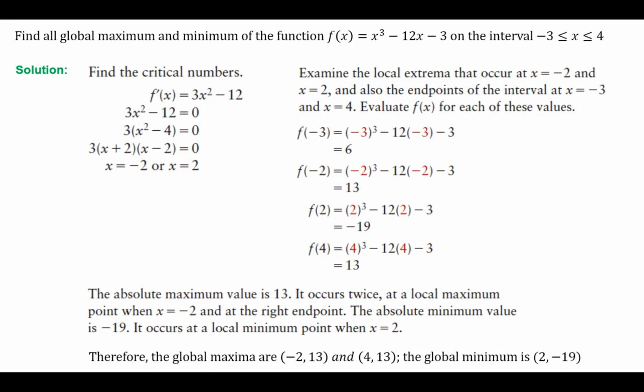So the absolute maximum value is 13. It occurs twice: at a local maximum point when x equals -2 and at the right endpoint. The absolute minimum value is -19. It occurs once at the local minimum point when x equals 2. Therefore, we have two global maxima, which are (-2, 13) and (4, 13), and one global minimum, which is (2, -19). Any questions?